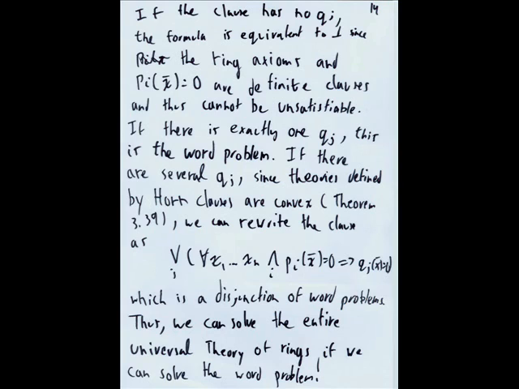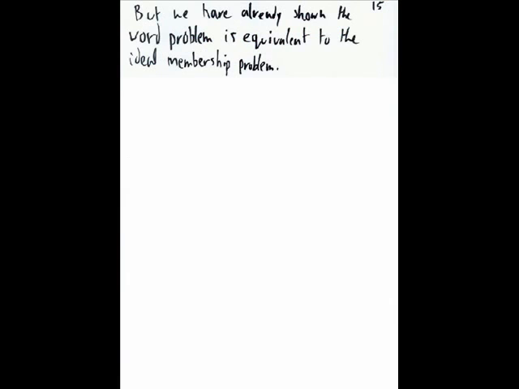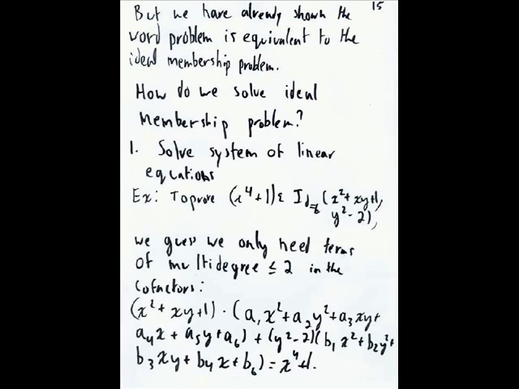But we've already shown the word problem is equivalent to the ideal membership problem, which all we have to do is just show that. So how do we solve the ideal membership problem? One way is to solve a system of linear equations.